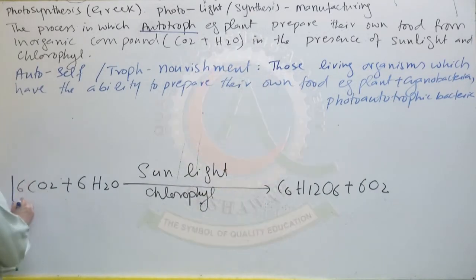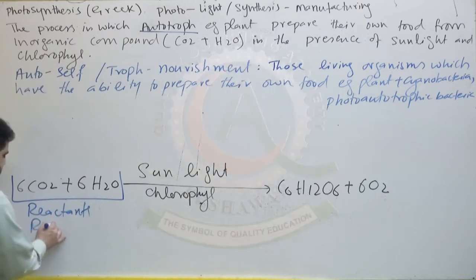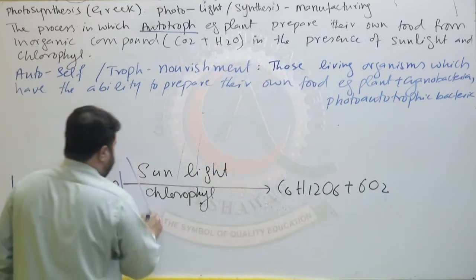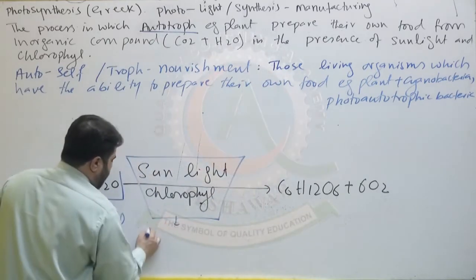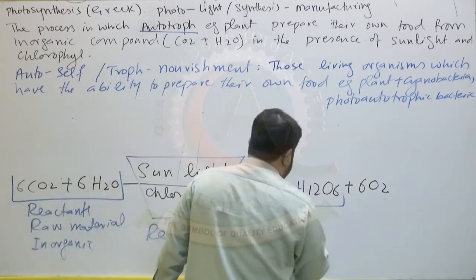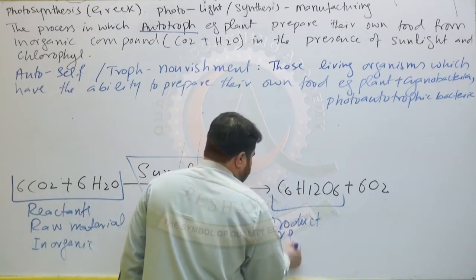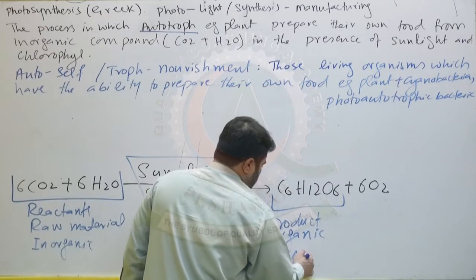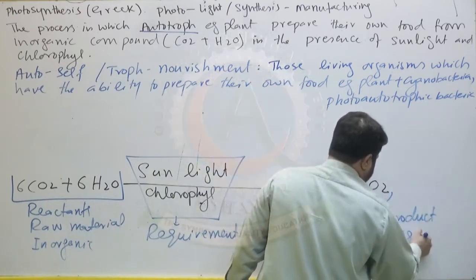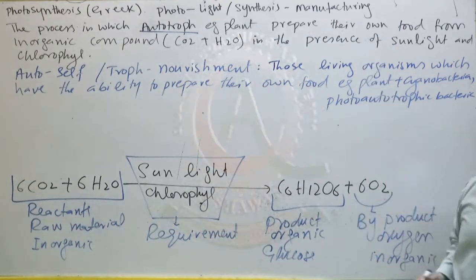Now these two on the left side of the reaction are called the reactants of a reaction, also called raw material, and these are considered to be inorganic, while these two are considered to be the requirement of a reaction. That one is considered to be the product of a reaction, and it is organic and is called glucose, while this one is called the byproduct, and that is oxygen, which is inorganic in nature. So that summarizes the reaction and the definitions which we have discussed.